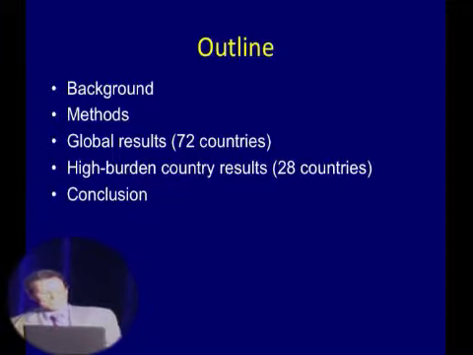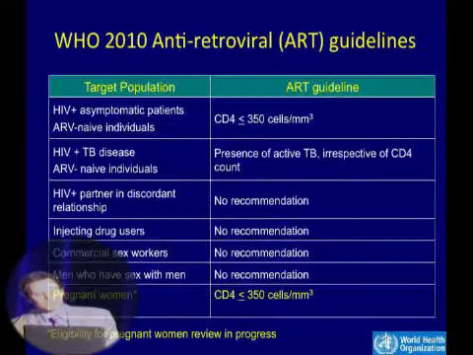So the talk's really, I'll go through background, I'll talk about our methods, I'll review briefly the 72 countries, then we'll focus down on the 28 countries, and then we'll go to a conclusion. And what we did was we benchmarked to the WHO 2010 ART guidelines, and most of you are very familiar with them, less than 350. For TB, it's irrespective of CD4 count. And then in those guidelines, we have no recommendations on these issues there in the table. However, in this review, we did look at serodiscordant couples as well. And we're doing the pregnant women review as I talk.